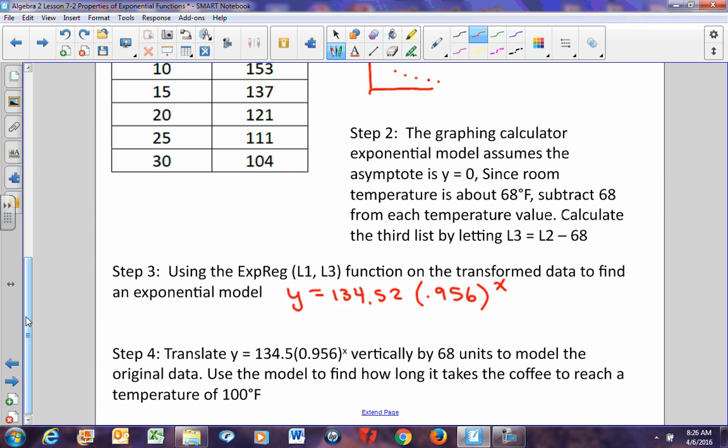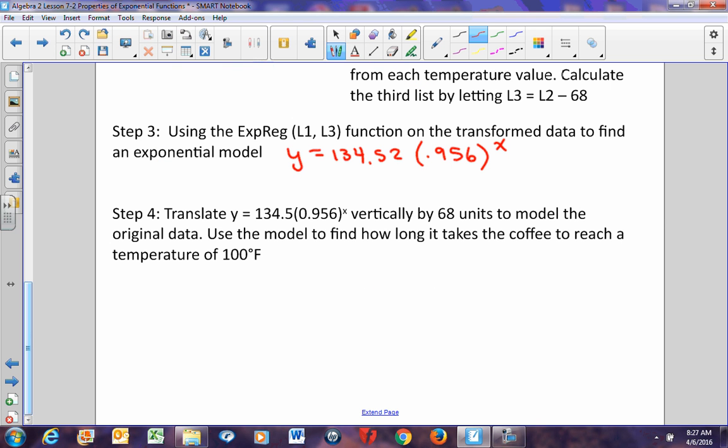Now we have to translate that vertically 68 units to model the original data. Okay. So our new equation is going to be y equals 134.52 times 0.956 to the x power plus 68, because we have to put that 68 back in there. Okay, so we need to model the original data. Now, we're going to use this model to find how long it takes coffee to reach a temperature of 100 degrees Fahrenheit.